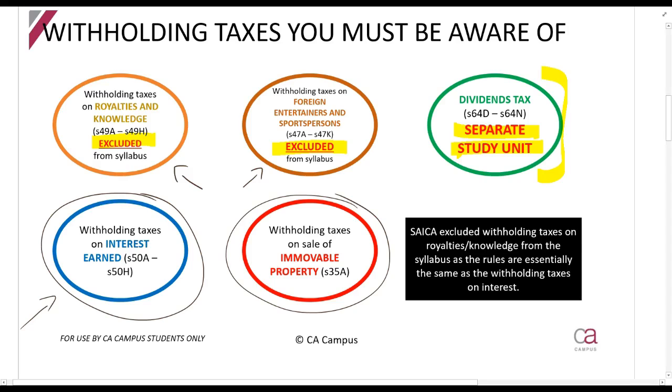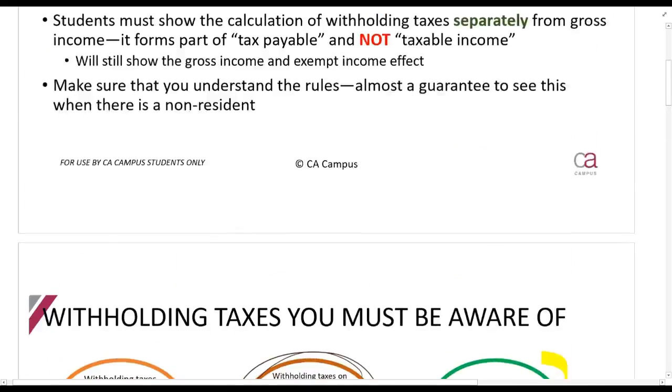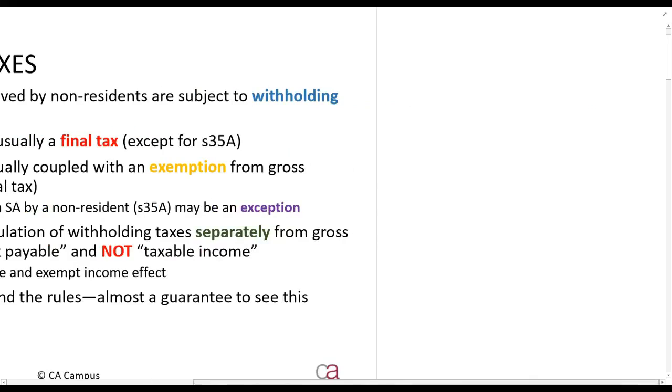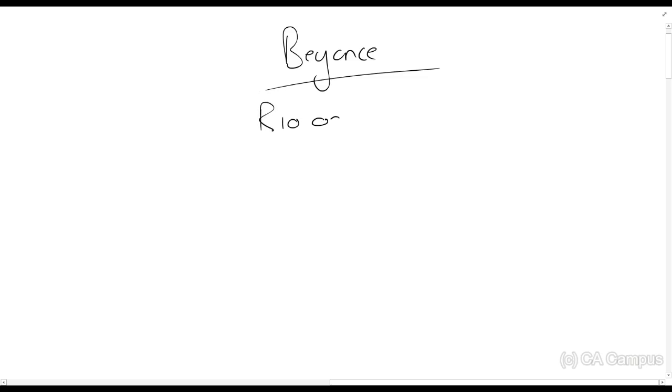Just for now, to make it a little bit easier, I'm going to talk about foreign entertainers and sportspersons, just the principle. Okay, so I want you to understand what a withholding tax is. So I'm not talking about the actual rules here, just so you understand. Right, let's talk about Beyonce. Beyonce performed in South Africa not too long ago. Right, so let's say she earned 10 million rands from that performance.